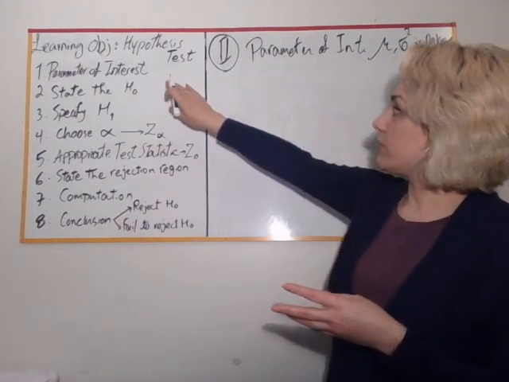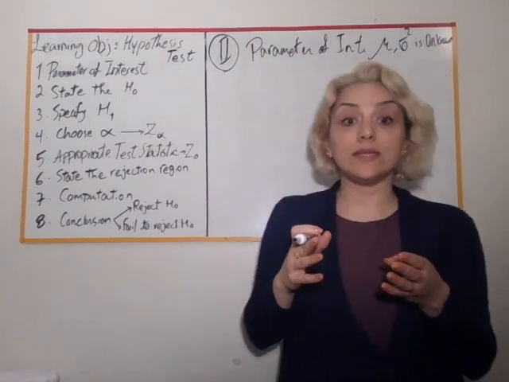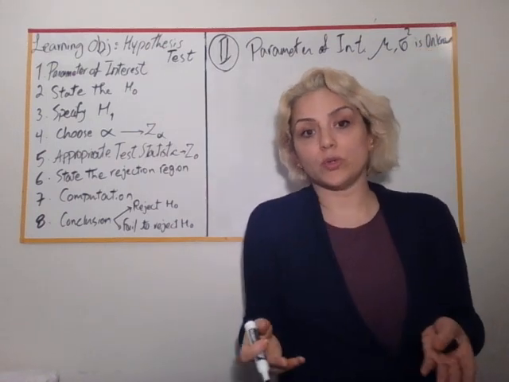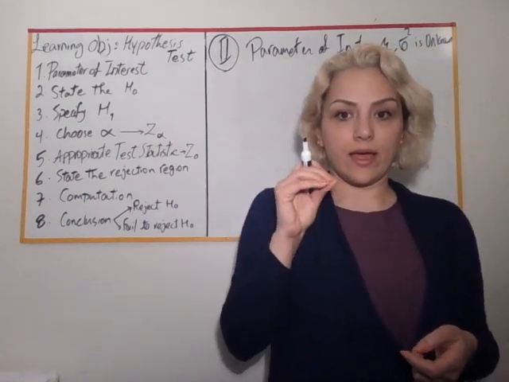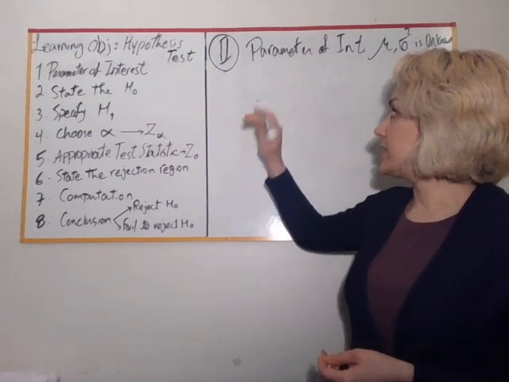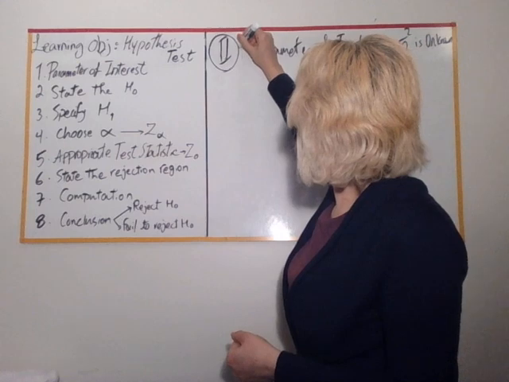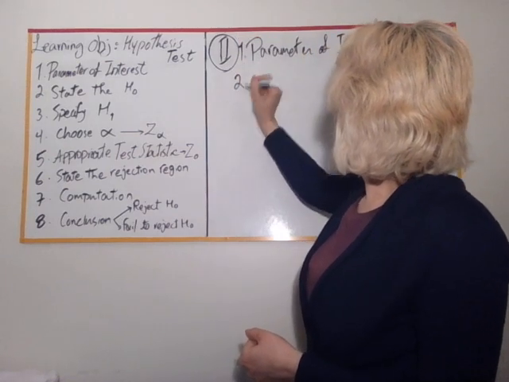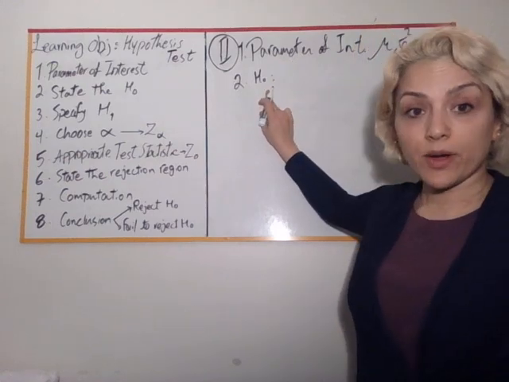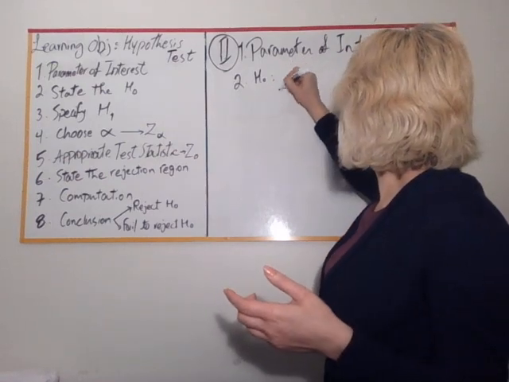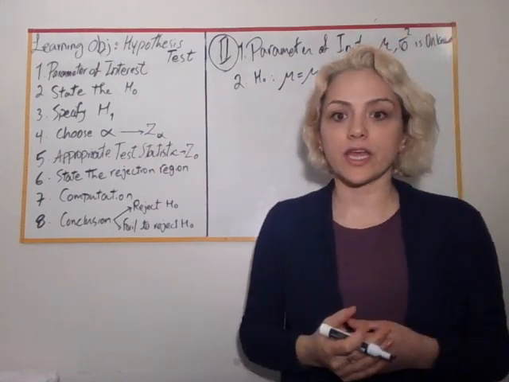The first thing that is different is the parameter of interest. The parameter of interest here is mu, but we don't know the variance of the population. Let's say this is my step 1. Step 2 is my null hypothesis: mu is equal to mu null, whatever comes from the specification.